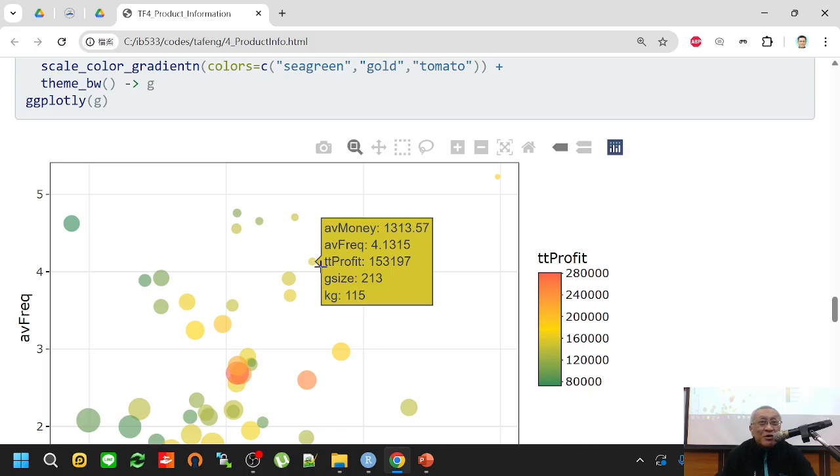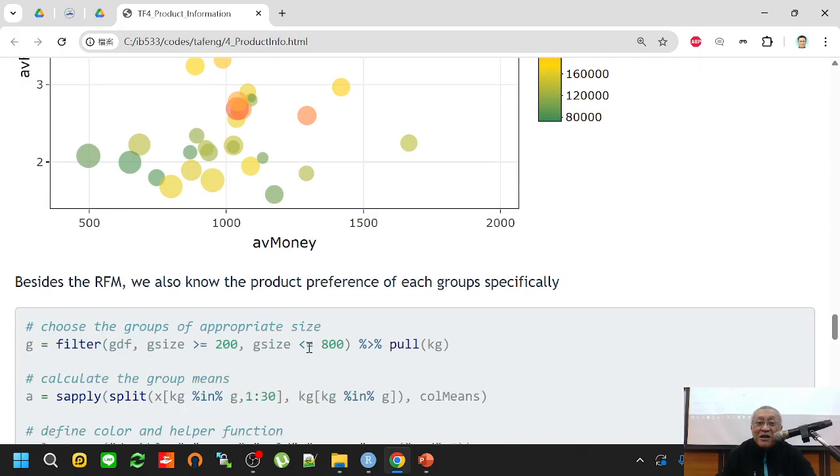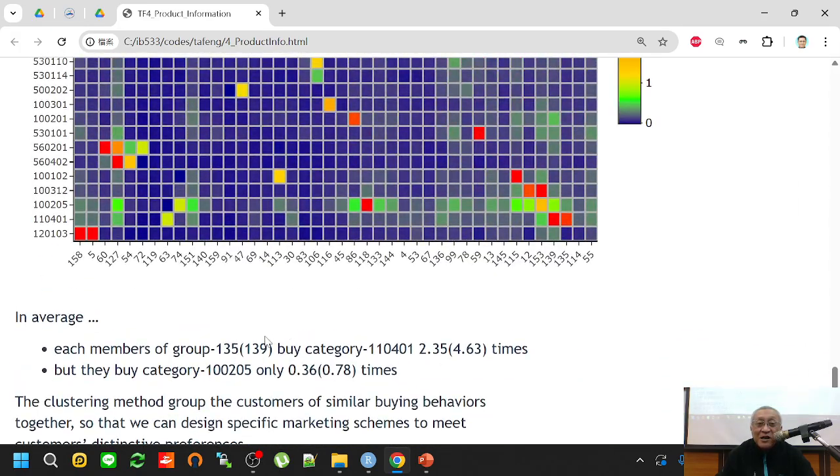So if I want to focus on this group, I can look up 115 here, right? So I know that this group of customers likes to buy 100102. They also like to buy 100205, right?